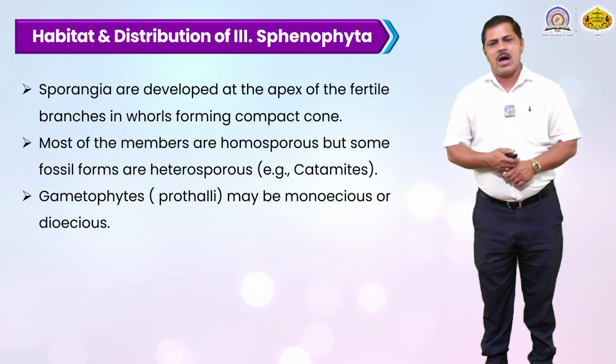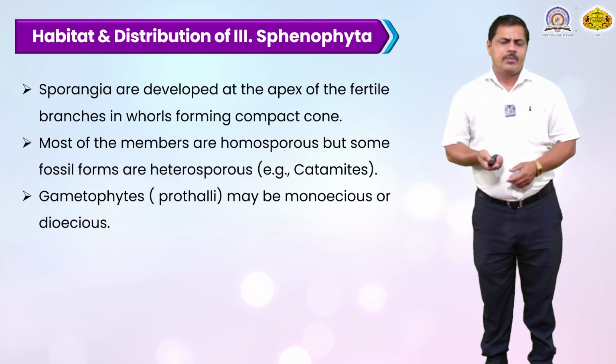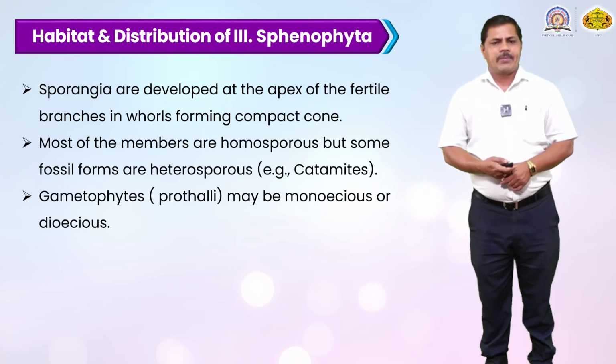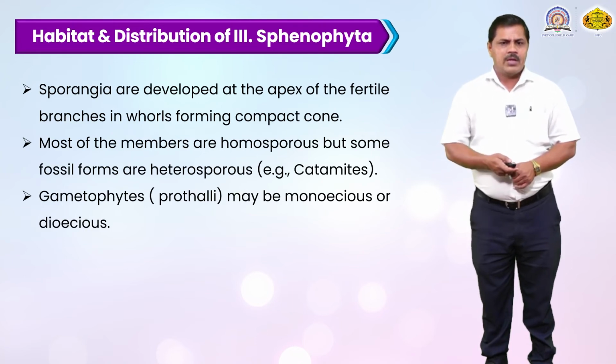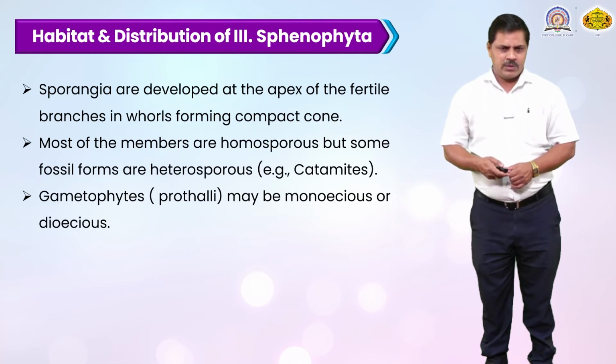Most of the members are homosporous. Some members are homosporous, with similar structure formation, but some fossil forms are heterosporous. Certain other fossil forms have disappeared, they are extinct on the surface of the earth. The best example is Calamites. Some occur as homosporous, and certain others, extinct in this group, are called heterosporous.